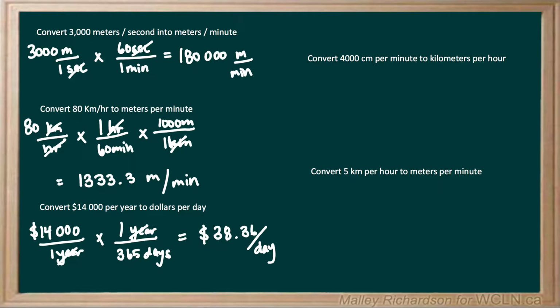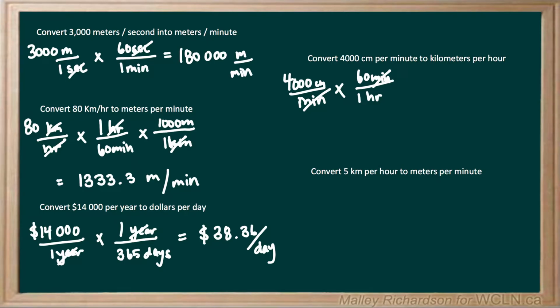Next, we want to convert 4,000 centimeters per minute to kilometers per hour. So again, we write out what we want to convert, which is 4,000 centimeters per minute, and we want to convert to kilometers per hour. So we have to change centimeters to kilometers and minutes to hours. Let's first change minutes into hours. We know that there are 60 minutes in an hour, so we'll multiply this by 60 minutes divided by 1 hour. Our units of minutes cancel out, and we're now left with centimeters per hour.